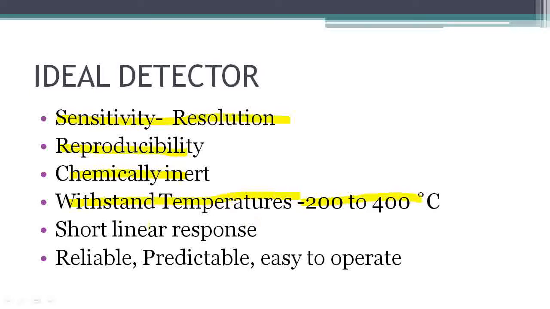And it should have a short linear response. What does this mean? When you introduce a sample, you have a certain flow rate. For example, 5 drops per minute, or 5 ml per minute or 1 ml per minute, that flow is constant. So it should produce a short linear response, which goes with the properties or some sort of equation it satisfies. It should not have any other kind of response, because the detection becomes very difficult at that point. It should be reliable, predictable, and easy to operate, right?